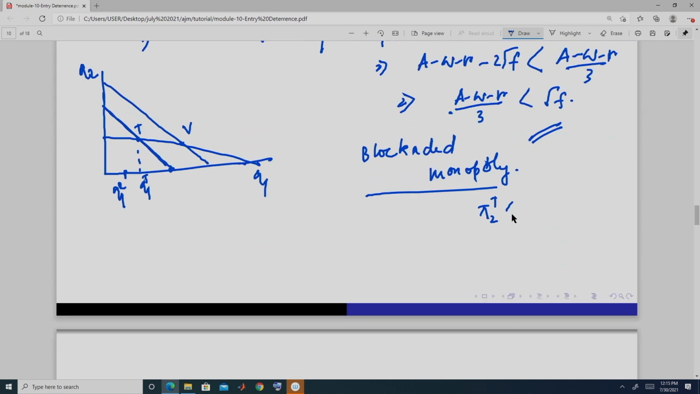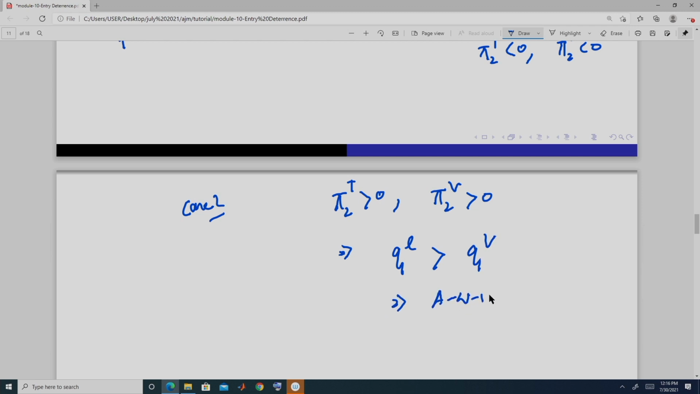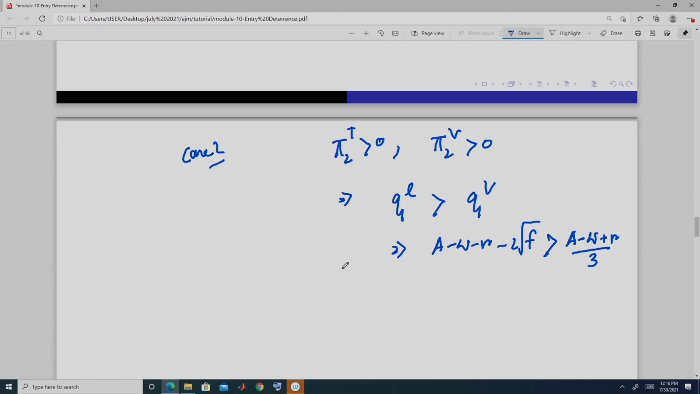Profit of firm 2 at T is... Next, case 2, profit of firm 2 is positive, this is also positive. So, this implies Q1L is greater than Q1V. So, this implies it is this.